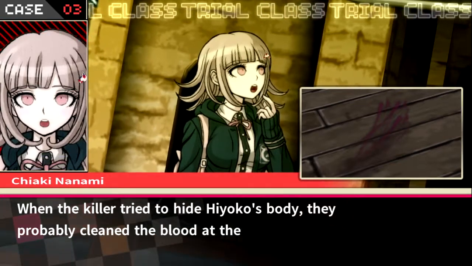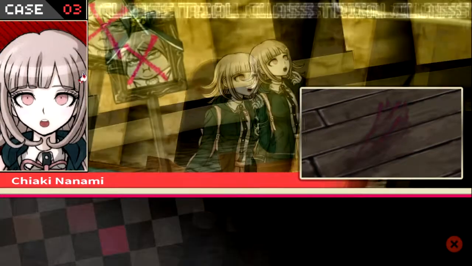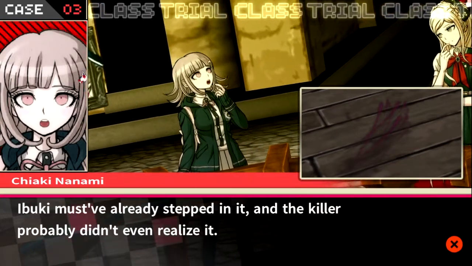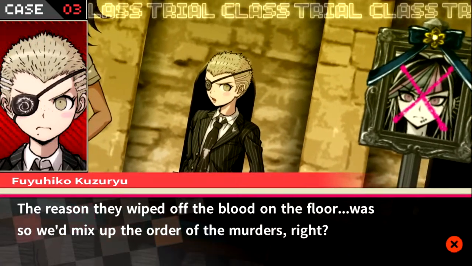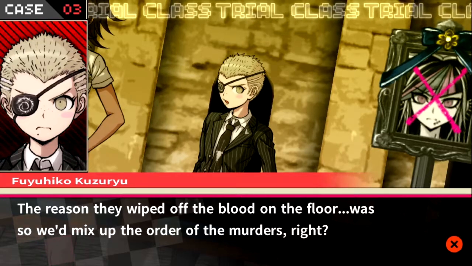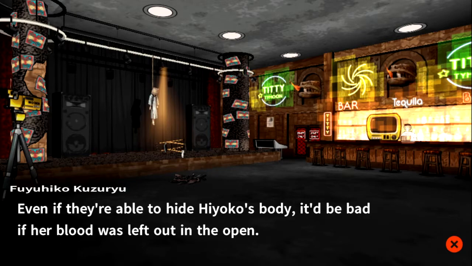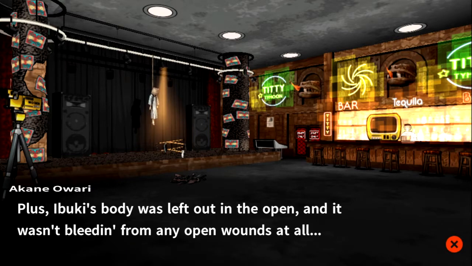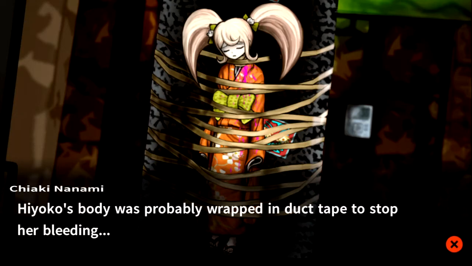When the killer tried to hide Hyoko's body, they probably cleaned the blood at the same time, but Ibuki must have already stepped in it, and the killer probably didn't even realize it. The reason they wiped off the blood on the floor was so we'd mix up the order of the murders, right? Even if they're able to hide Hyoko's body, it'd be bad if her blood was left out in the open. Plus, Ibuki's body was left out in the open, and it wasn't bleeding from any open wounds at all. Hyoko's body was probably wrapped in duct tape to stop her bleeding.